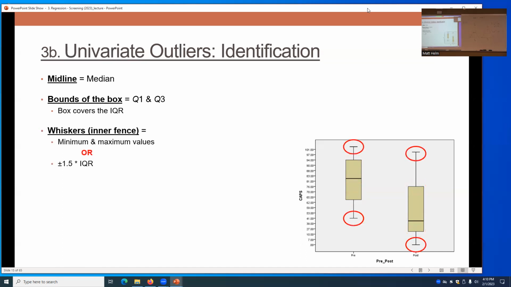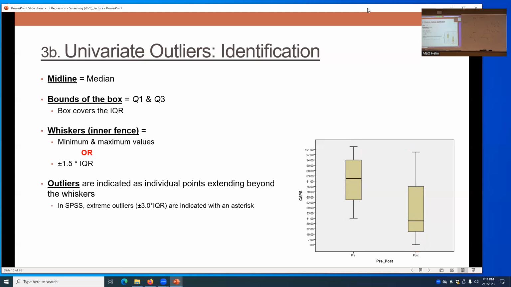Okay. My whiskers, two things, right? These sort of throw people for a loop. My whiskers can either be the minimum and maximum values in my data, or the most extreme values that still fall within 1.5 times the interquartile range from the median. Our extreme values are indicated by points extended beyond the whiskers. So these will be little dots in SPSS. If I get beyond 3 times the interquartile range, then I'll note those with an asterisk.